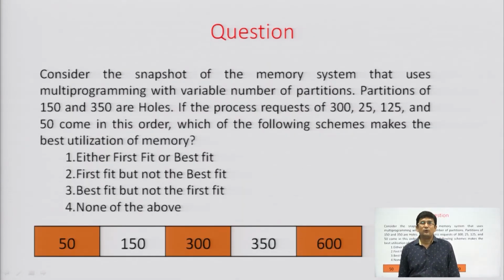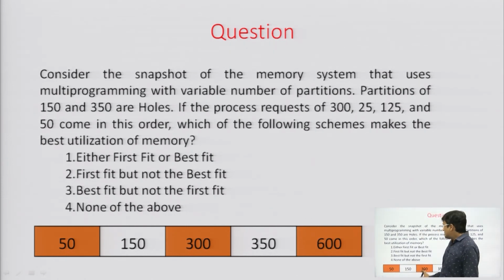Now, let us take a question and try to understand the dynamic partition well. Here in this question it is said that this is the memory currently. This is a process, this is a process and this is a process, and this 150 is a hole and 350 is also a hole.